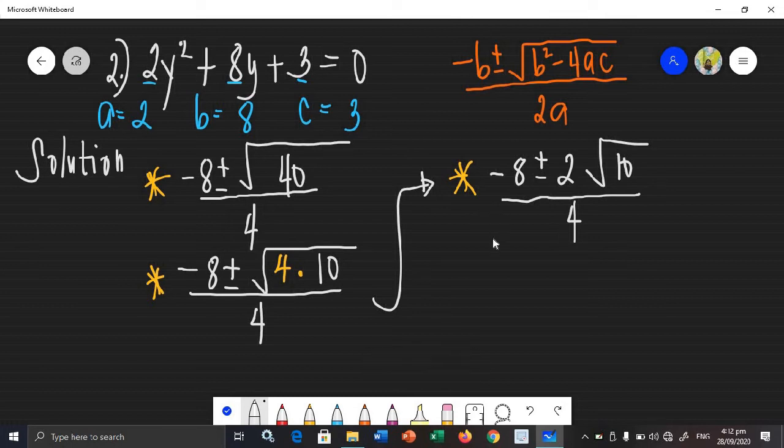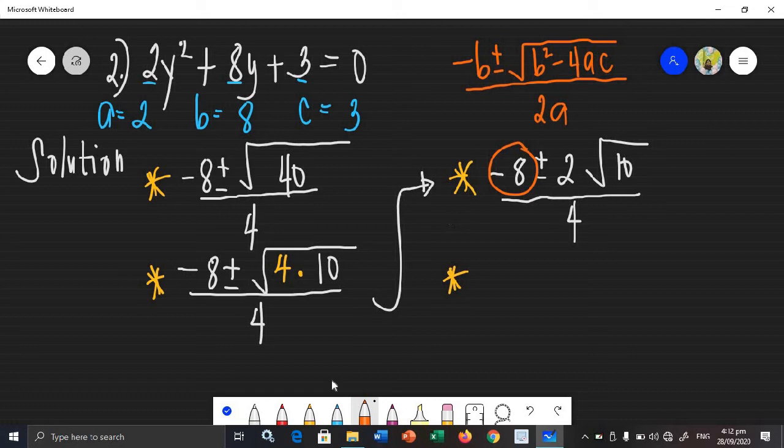Now, observing this, actually we can simplify this expression pa eh. So, take a look at the numbers outside the radical sign. So, we have 2, we have 8, and we have 4. Observing these three numbers, meron pa silang greatest common factor eh, which is 2. We can divide all of them by 2. So, we need to simplify them by dividing them by 2, which is their common factor. So, i-divide natin isa-isa by 2.